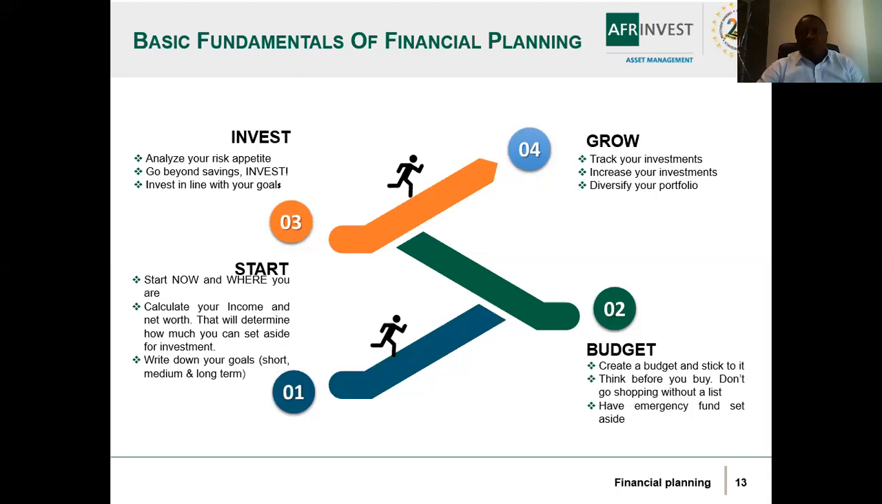If what you have invested is not in line with your expectation, you can call for a review. But if you have nothing written down, you will not be able to track what you have. Now, increase your investment from time to time. After you have invested, increase your investment.